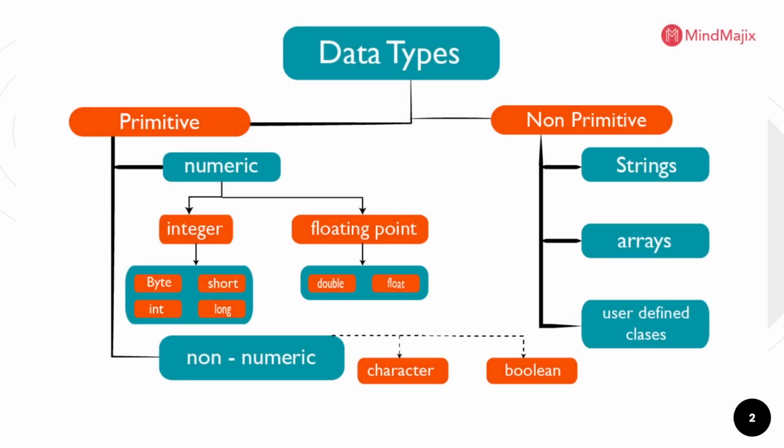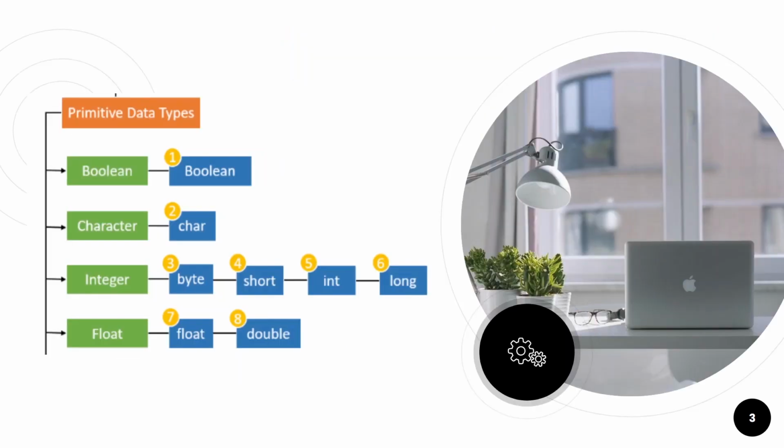Data types represent the type, nature, and set of operations for the value which they store. There are two categories of data types in Java, primitive and non-primitive. Primitive data types specify the size and type of variable values. They are the building blocks of data manipulation and cannot be further divided into simpler types. There are 8 primitive data types in Java, namely boolean, char, byte, int, short, long, float, and double.